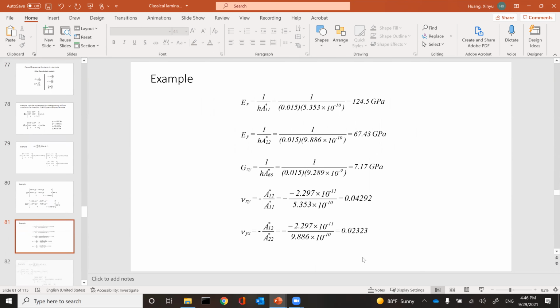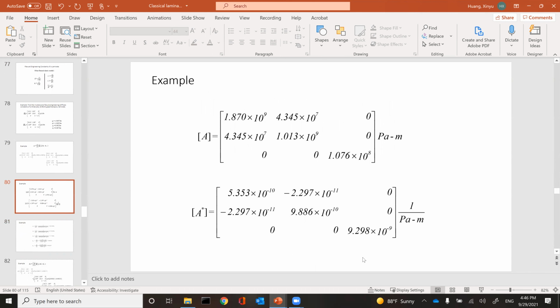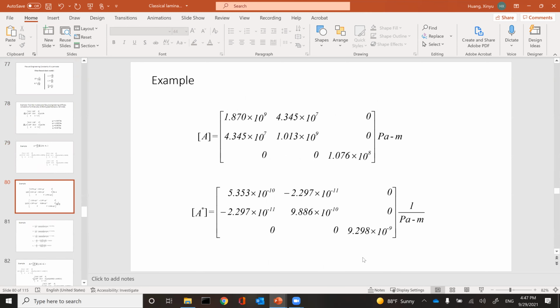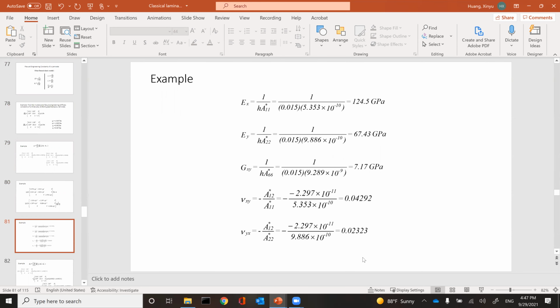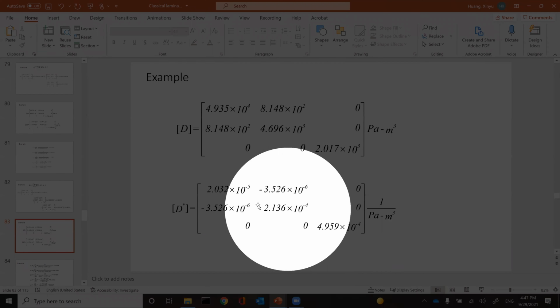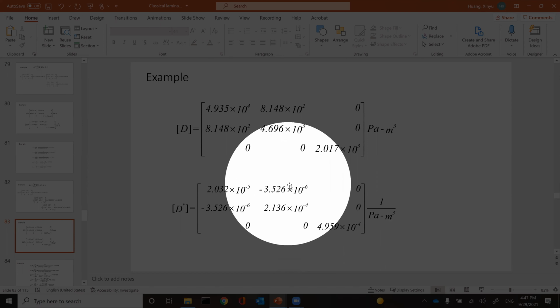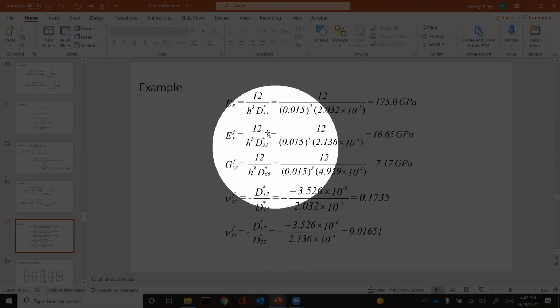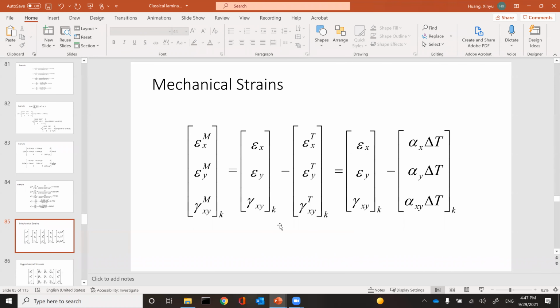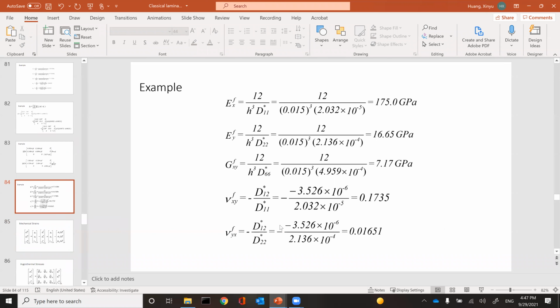So you basically invert ABD. You get the inversion, and you get these matrices. You get these numbers calculated, and you get a D, and then you calculate the inverse of D. This is D11 star, D22 star, D12 star. You get these parameters like that. All right. Any questions?